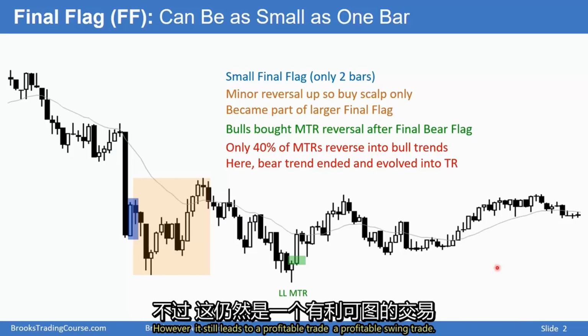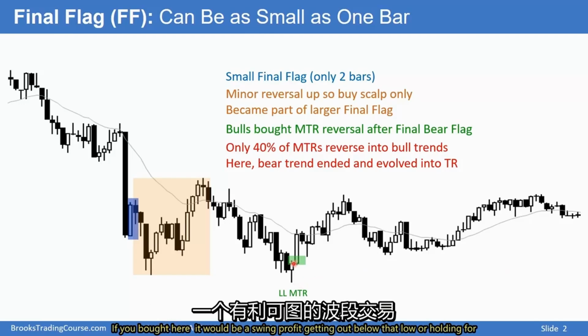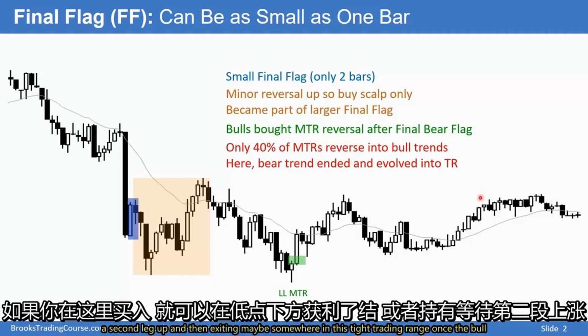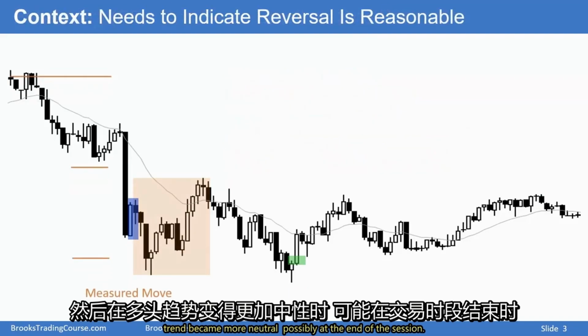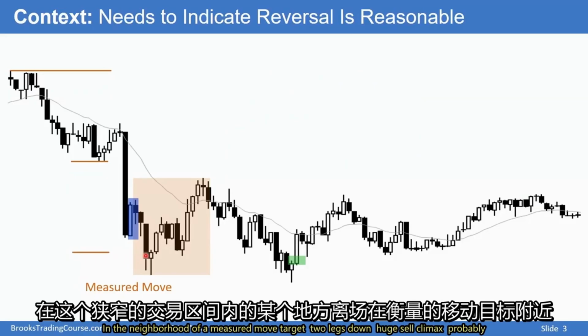However, it still leads to a profitable trade, a profitable swing trade. If you bought here, it would be a swing profit, getting out below that low, or holding for a second leg up and then exiting maybe somewhere in this tight trading range once the bull trend became more neutral, possibly at the end of the session, in the neighborhood of a measured move target.